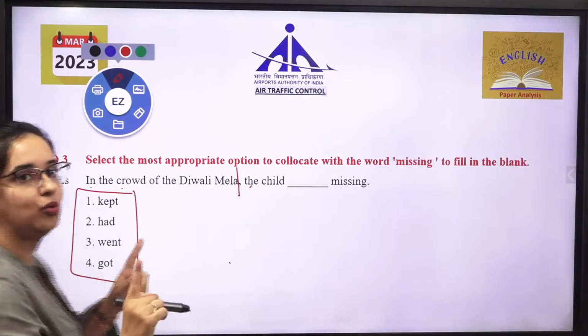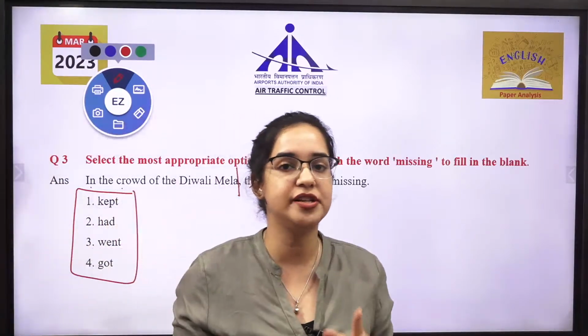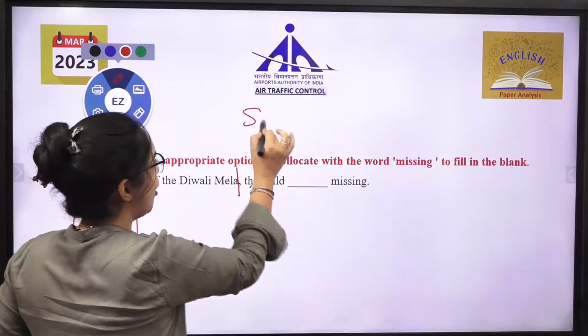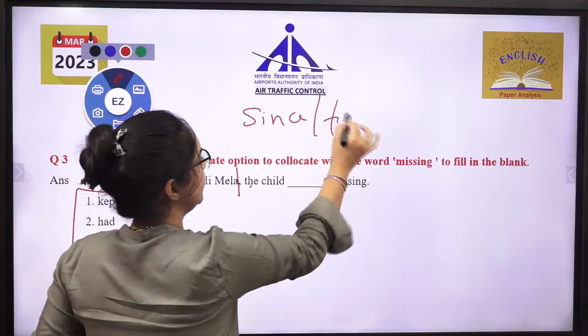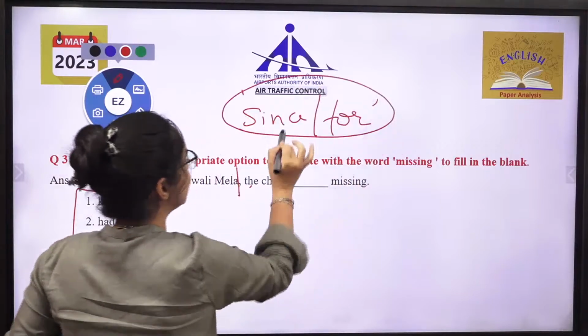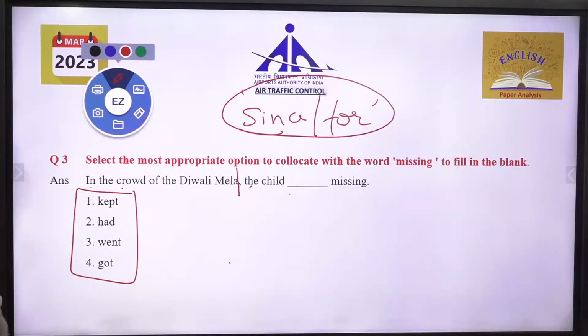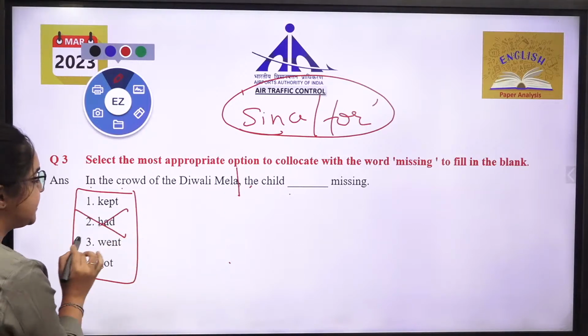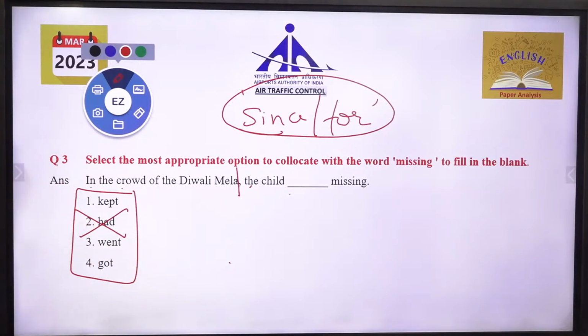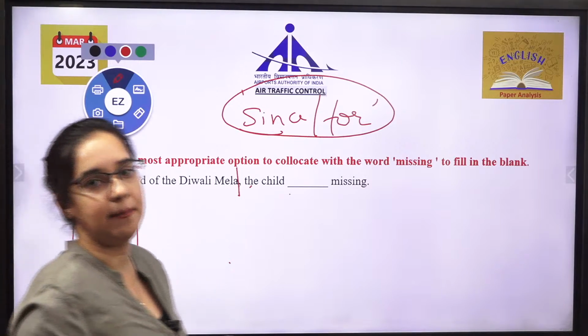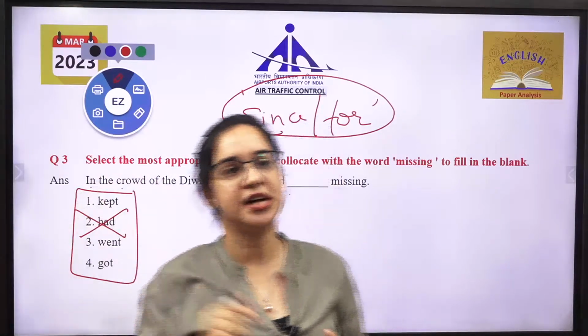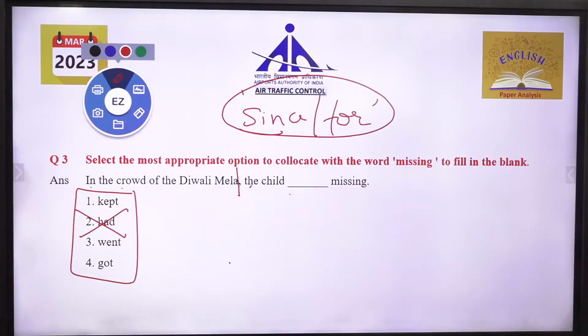Now, I have told you a rule for had: had is always used with since or for. Had will be with since and for. Are since and for here? No. So this option gets eliminated at the very start. Went means went missing. Got means received. So what options can come here? I think everyone is with went.